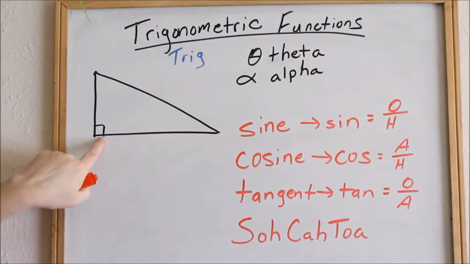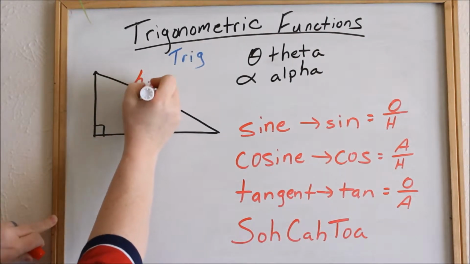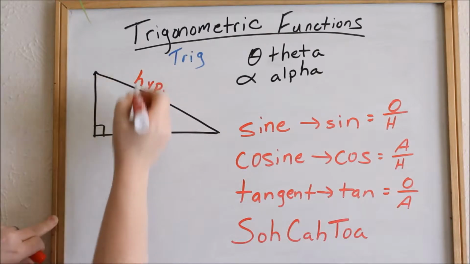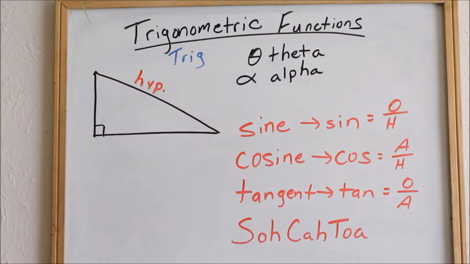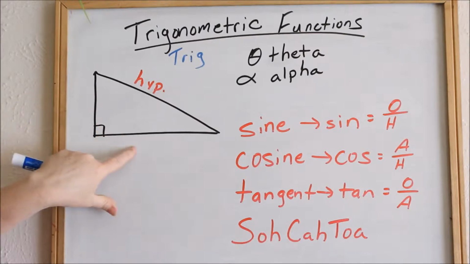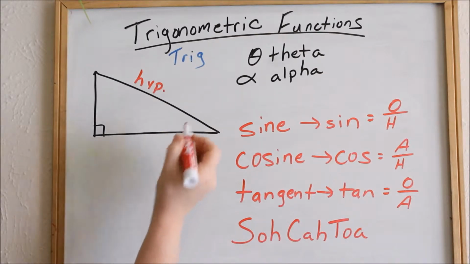In a right triangle, remember this is the 90 degree, the right angle. Across from the 90 degrees is the hypotenuse. The hypotenuse will always be across from the right angle. The other sides of the triangle, these legs, have names, opposite and adjacent, but it's all relative to where you are standing.